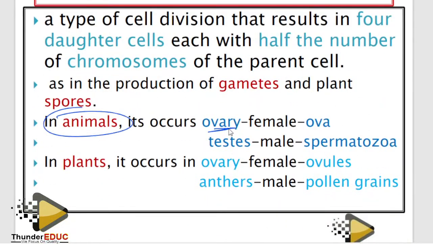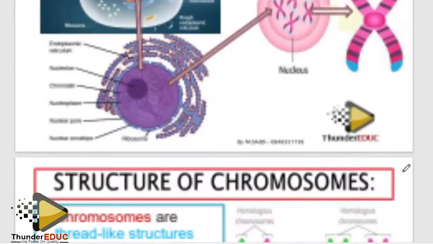In animals, ovary to form ovum, testis to form spermatozoa. Then in plants, ovary to form ovules, anthers to form what? Pollen grains. That's it.